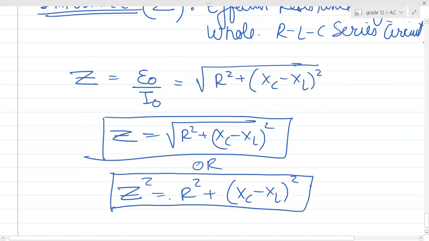If you don't want to remember it like this, then you can use this triangle as well. Suppose you make a right-angled triangle. Always remember, the direction of Z will be in the direction of current, right? If I want to draw the phasor of this, then the direction of Z will always be in the direction of current, and current was not over here, current was over here, right? Current was at an angle phi at t equals to 0.